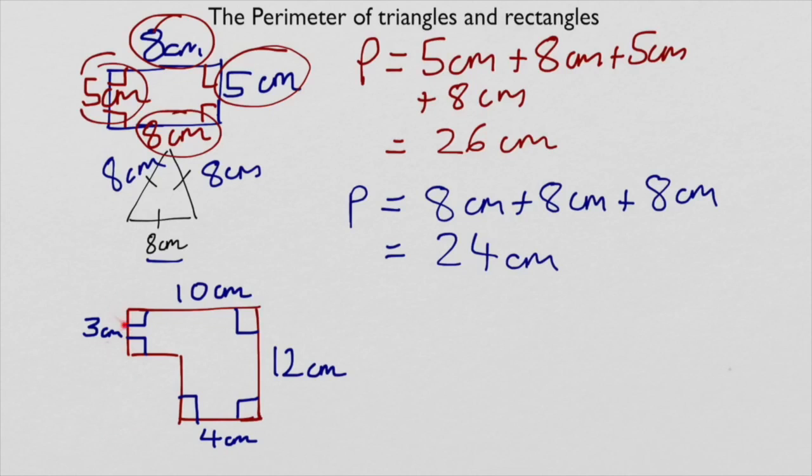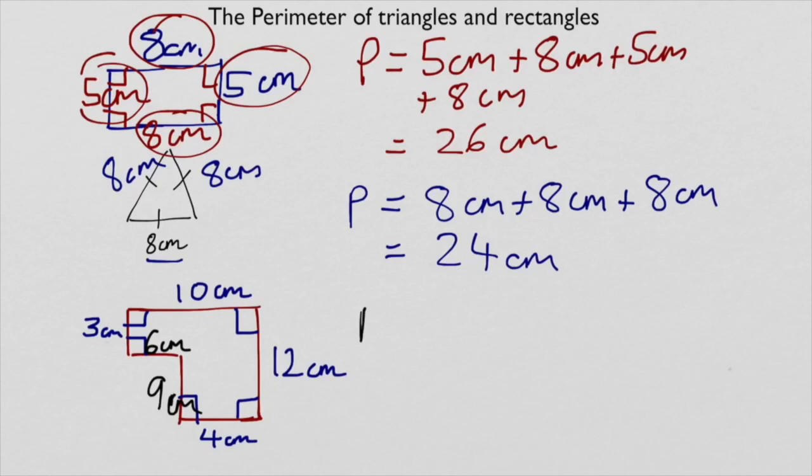So if that is 3, this length here has to be the difference between 3 and 12. So I can write in that equals 9 centimeters. Okay, so now we just have to work out what's this length here. So overall, from there to there is 10 centimeters. So if that is 4 centimeters, then this length here, not drawn to scale, has to be the difference between 10 and 4, which equals 6 centimeters. So I shall write that in there.